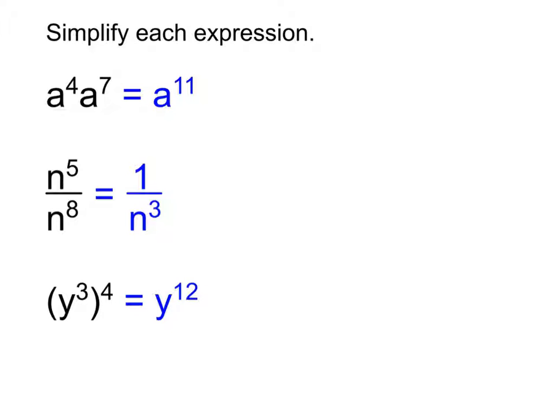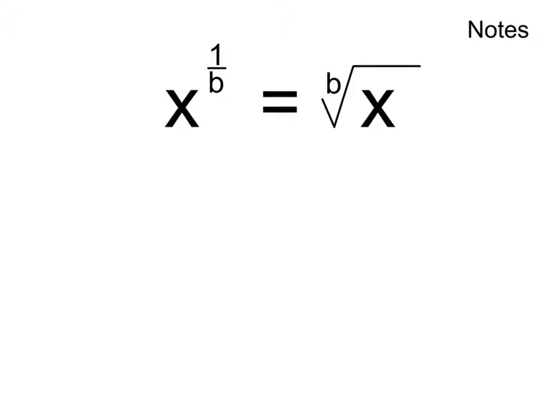So those are the basic rules that we would have seen before. Today we're adding one that's not quite as simple. Today we're adding in fractional exponents. So here we can see the general rule. This is actually the basic rule. X to the 1 over b equals the b root of x. So for instance, x to the 1/3 equals the cube root of x, that sort of thing.